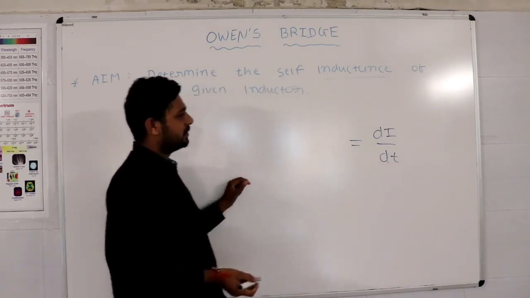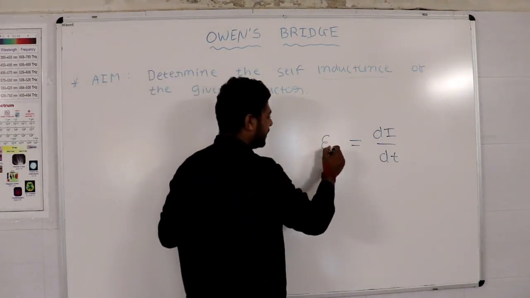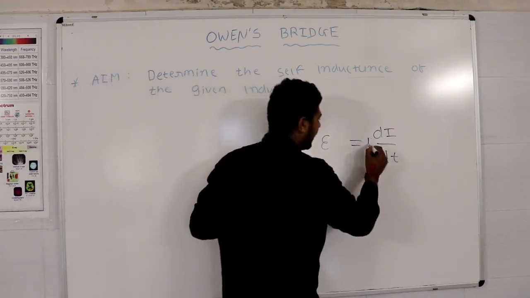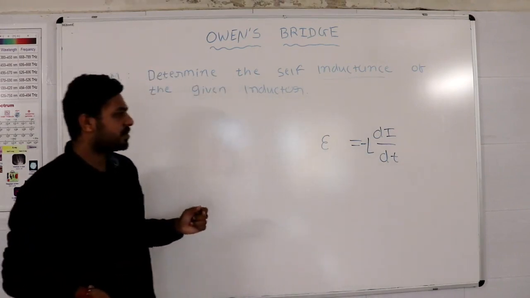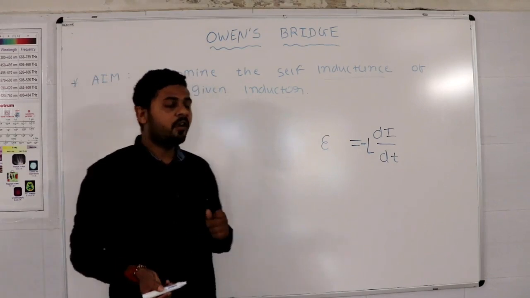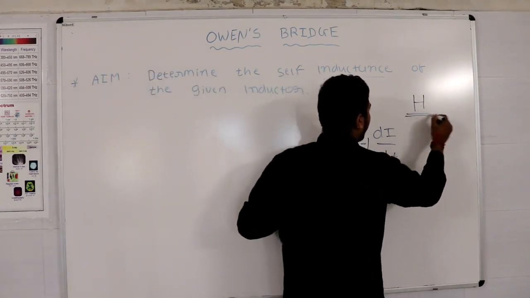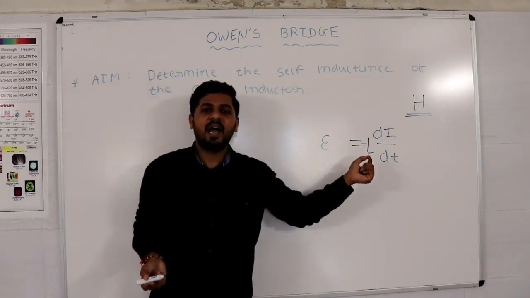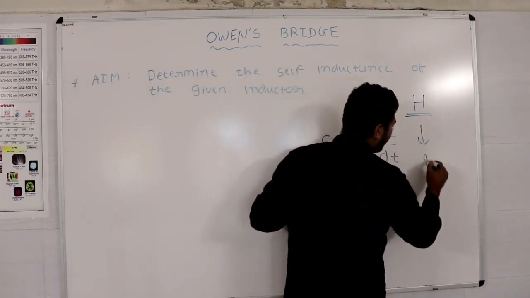Di, I am giving you current, and the inductor gives us EMF, but the ability is given by L, and here is a minus. This is the equation for inductance L, and the unit of inductance is Henry. Henry is a very large unit, but normally we use millihenry.